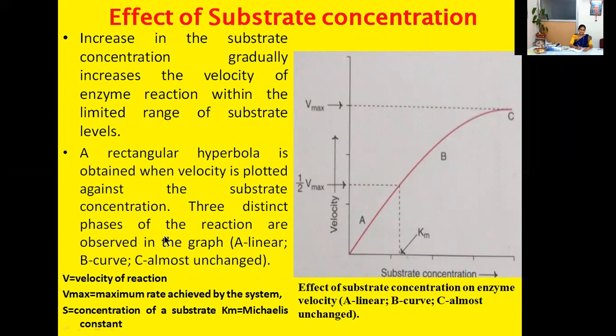That is A, which is the linear phase, B which is the curve, and C which is almost unchanged. Here V is the velocity of reaction, Vmax is the maximum rate achieved by the system, S is the substrate concentration, whereas Km is the Michaelis constant.